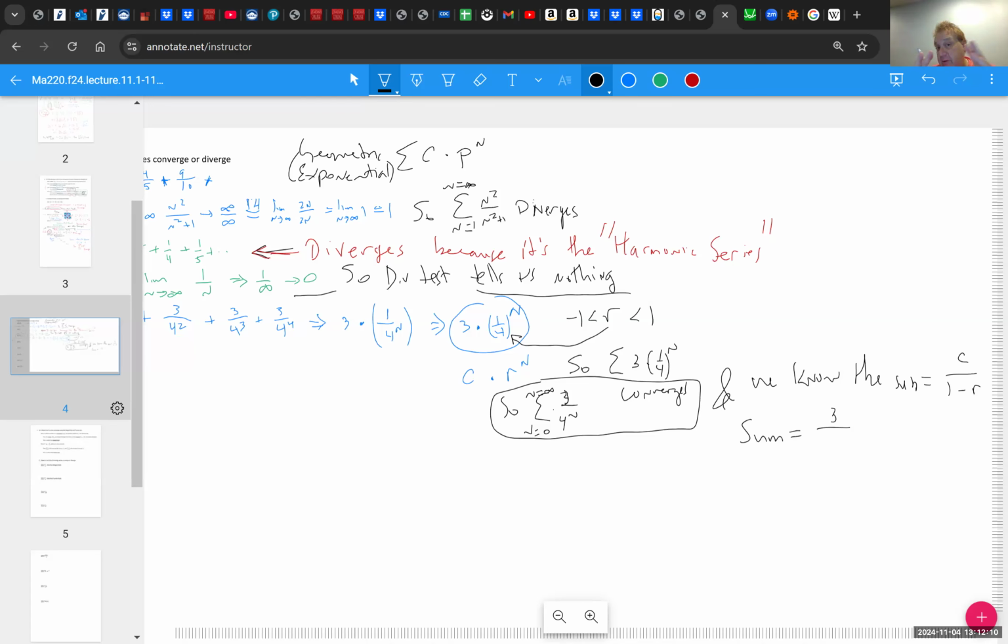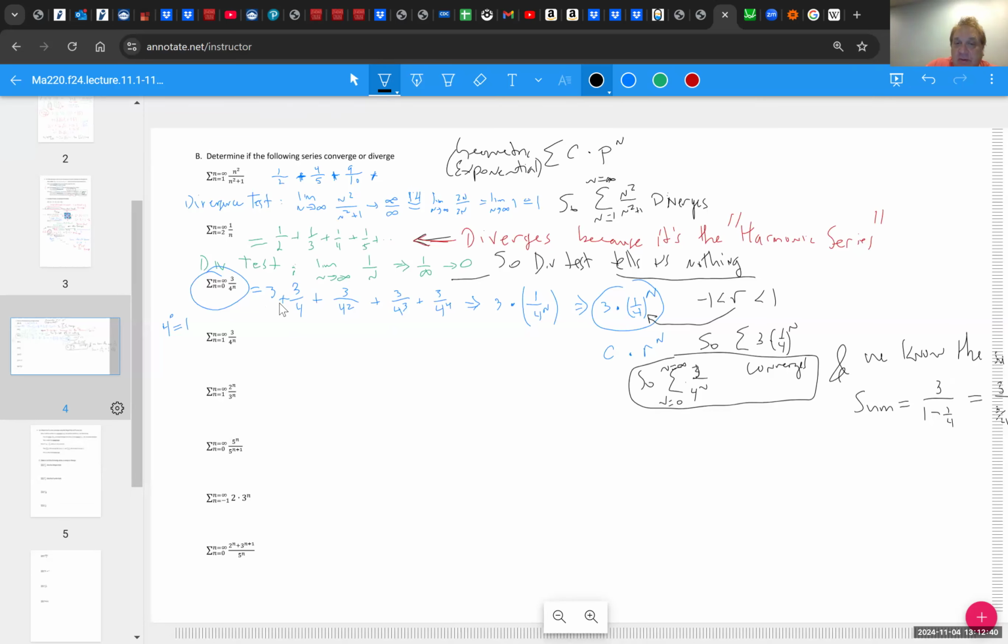R is called the ratio. It's that base number. So 1 minus 1/4. So the sum is the constant value C divided by 1 minus the R value, which in this case was 1/4. So this is 3 divided by 1 minus 1/4, which is 3/4. And 3 divided by 3/4 is 4. So the sum of all these numbers is equal to 4, exactly equal to 4.